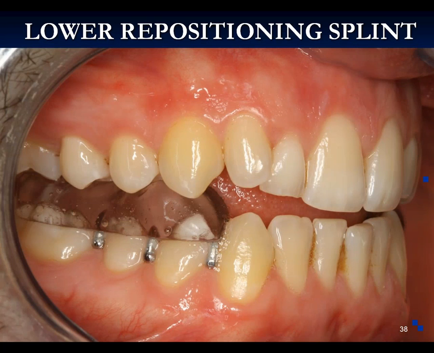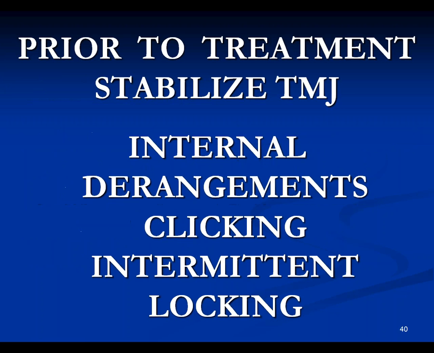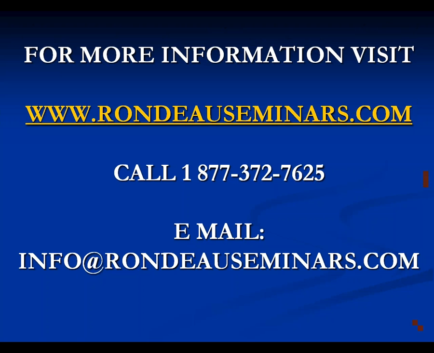Again, that's what you want to use: the repositioning splint, okay? Remember, take the bite in a position where they don't click, and take your bite registration in that position. I'll show you a couple of bites, show you what to do. And just have that be an index splint. Don't have it flat. Have the upper teeth fitting into the grooves so the patient only bites in one position. Okay? So the repositioning splint can help snoring, sleep apnea, and also help TM disorders. That's what you want to use. So remember, internal arrangement is clicking, intermittent locking. That's the splint you want to use.